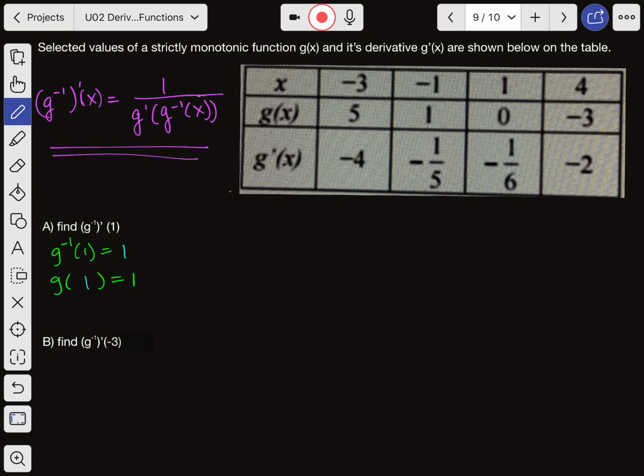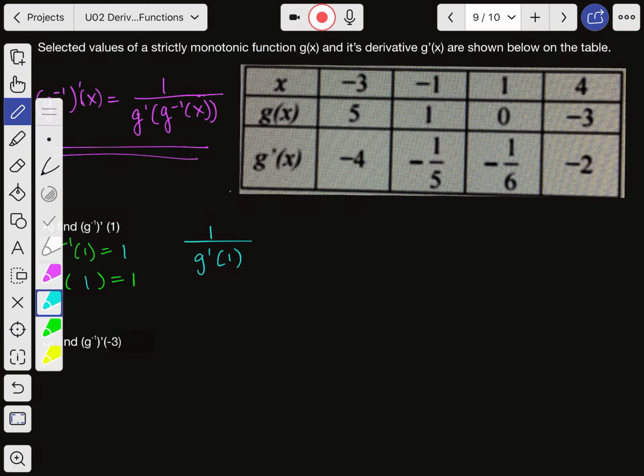Okay, let's plug it into our formula. So I have 1 over g prime of negative 1. Well, what is g prime of negative 1? Okay, so back to our table, I have an input value of x and a g prime. I just messed that up, didn't I? That's supposed to be a negative 1.